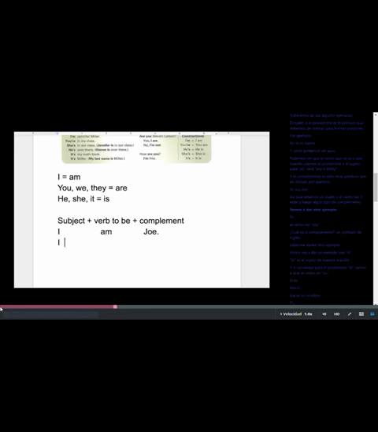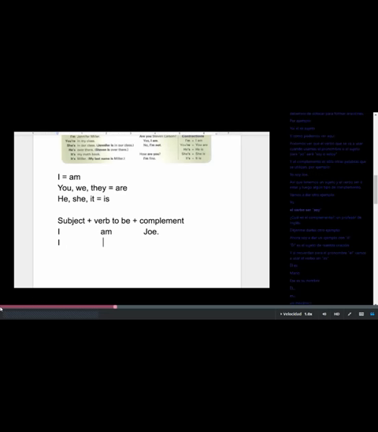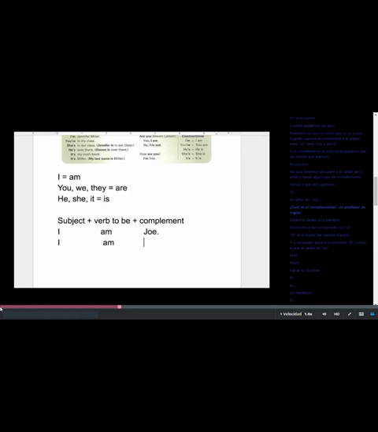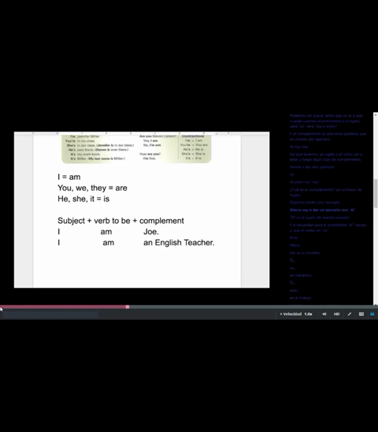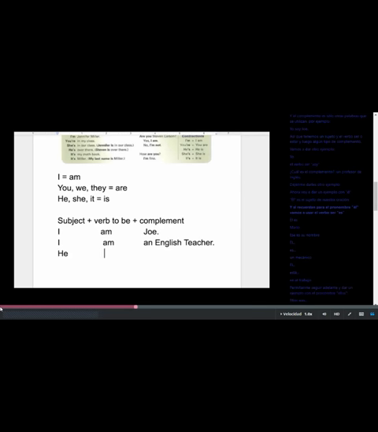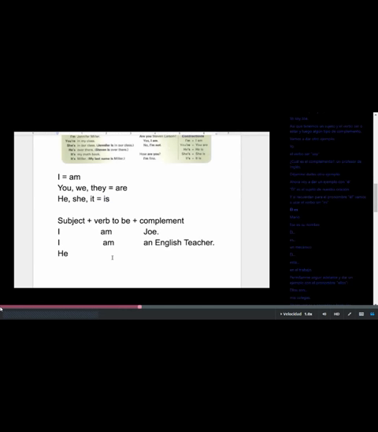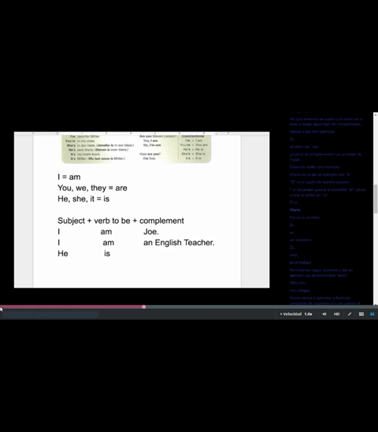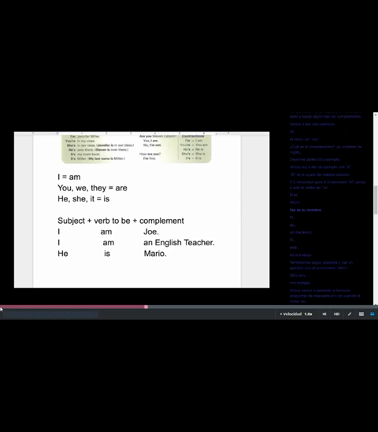Let's give another example. I, the verb to be, I am. And what is the complement to that? I'm going to say an English teacher. Okay, let me give another example. Now I'm going to give an example with he. He is the subject of our sentence. If you remember, for that, we're going to use the verb to be is. He is. And we're going to say Mario. That's his name.